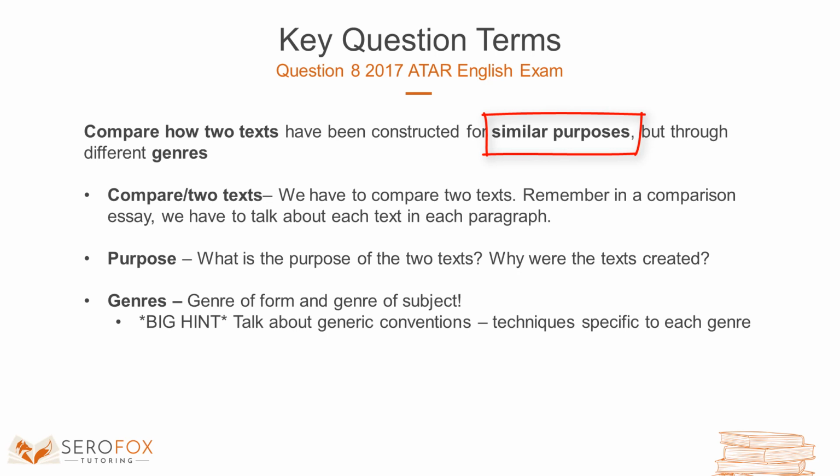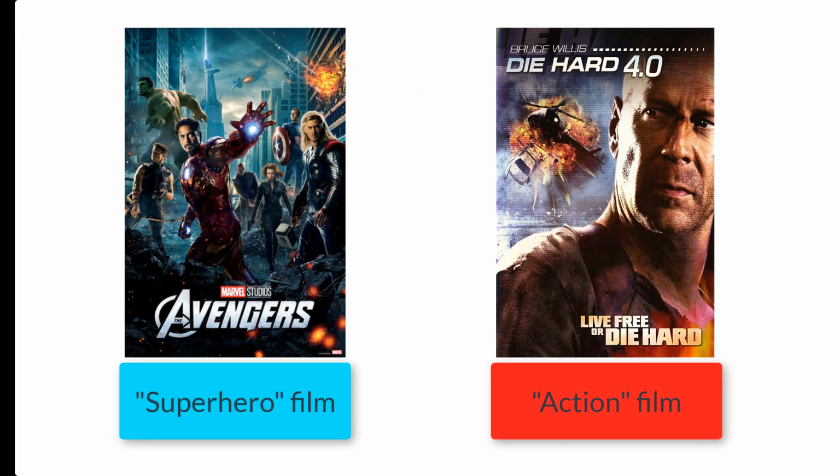Also, make sure that the two texts have different genres. In ATAR English, genre can mean or refer to a genre of form or a genre of subject. So in the Blood Diamond example, the feature film and the documentary are different in terms of form because one is a feature film and the other is a documentary. But two movies such as Avengers and Die Hard 4, although they are of the same form, as in they're both movies, one is a superhero film and one is an action film. So keep the idea that text can both have a genre of form and a genre of subject as well.